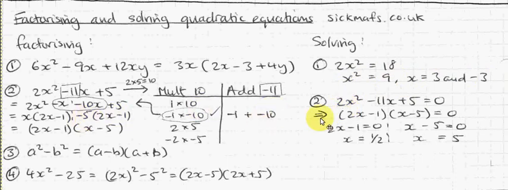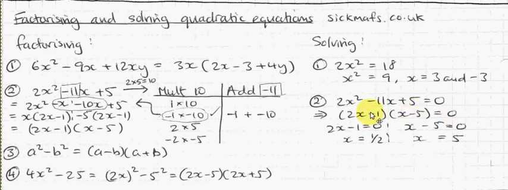Anyway, finally, let's actually use this technique here. You got 2x squared minus 11x plus 5 equals 0. So you got the same stuff as that, but it equals 0. Now earlier on we knew that can turn into that. That factorizes to this: 2x minus 1, x minus 5. So if that is equal to 0, so is that equal to 0.